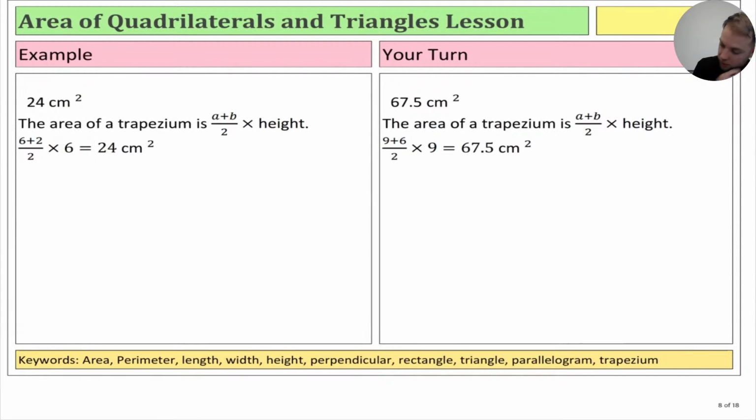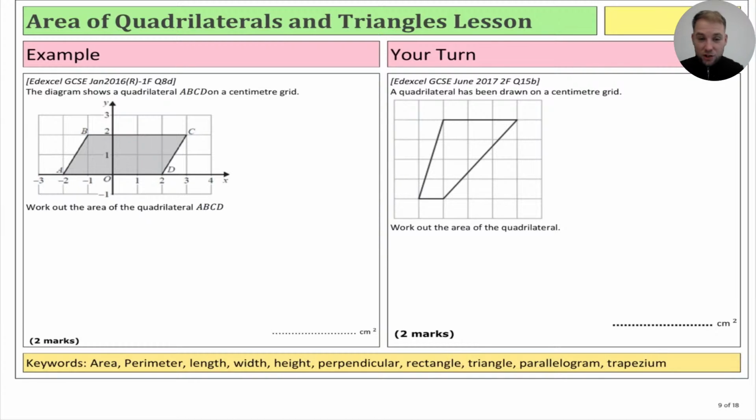So, we're going to have a look at some trickier ones now. Now these, to be honest, they aren't that much trickier. They just look trickier because they're on a graph. So, have a look at this one here. We know what the formula for a parallelogram is. So it's just going to be the base times by the perpendicular height. And that's it.